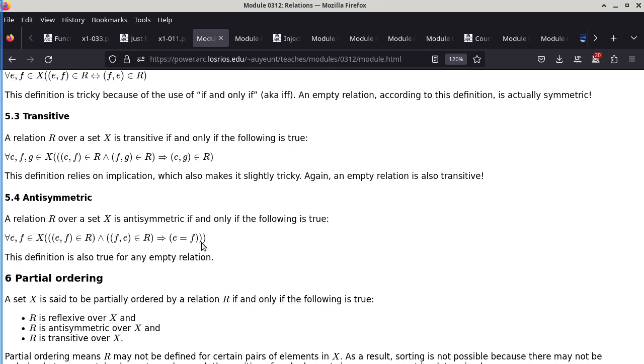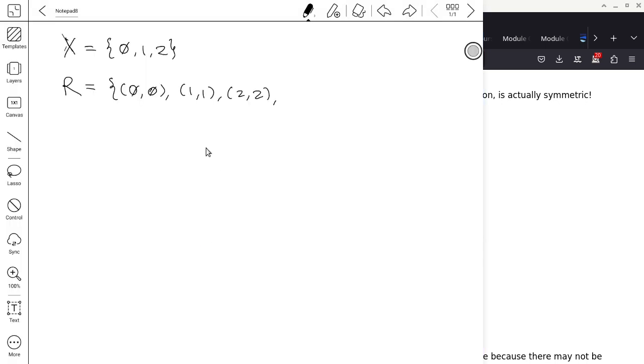Okay, so now I switch back to this example here. Given the only elements in the relation R are 0, 0, 1, 1, 2, 2, can I make that implication false? Nope. So it is anti-symmetric as it is right now. What about transitive? Is the relation currently transitive?